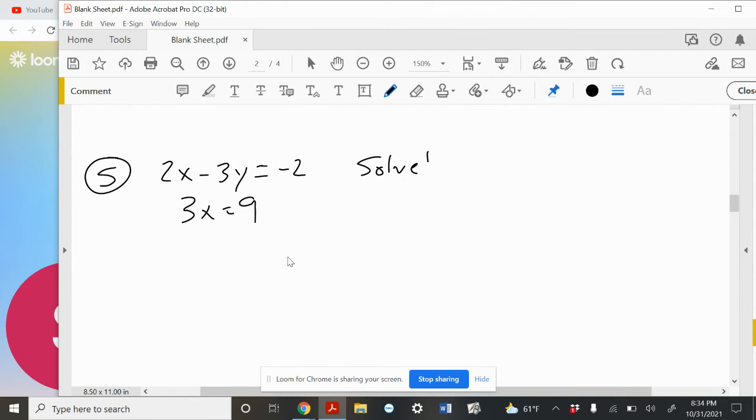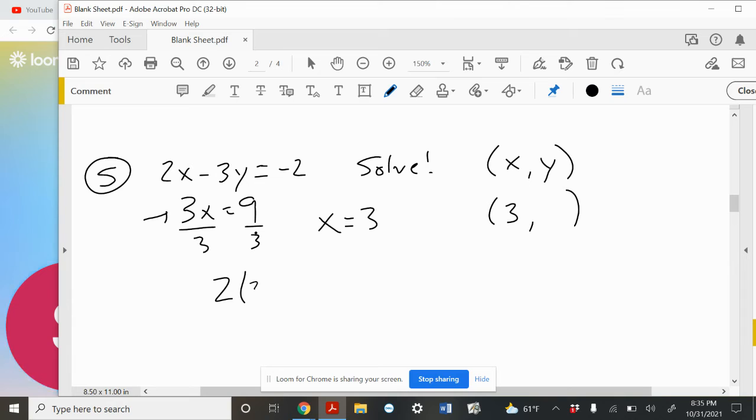Number 5 says solve this system of equations. So what we want to do in this particular case is we want to solve them, but we can solve them pretty easily. Anytime you have an equation with only an x in it, use that one first. So I'm going to divide both sides by 3. Then I know that x is equal to 3. Remember that when we're solving a system, we're going to have an x and a y value. So we want to make sure we get both an x and a y value. Well, I've already found my x, so I'm going to put a 3 up here. And now I'm going to plug my x into the first equation because now I can solve for y in this first equation.